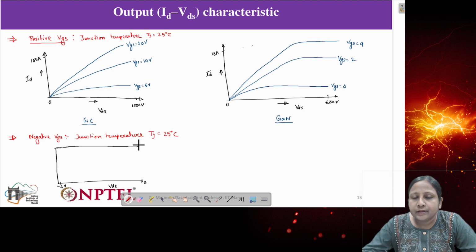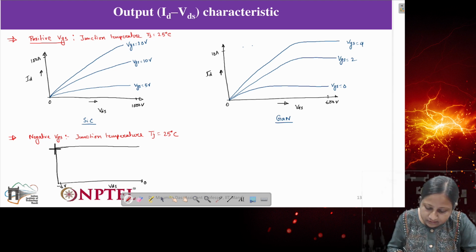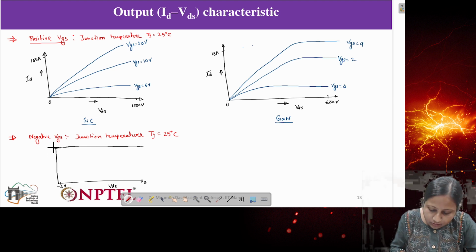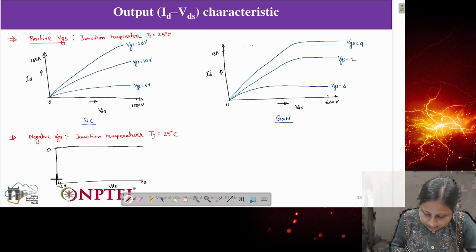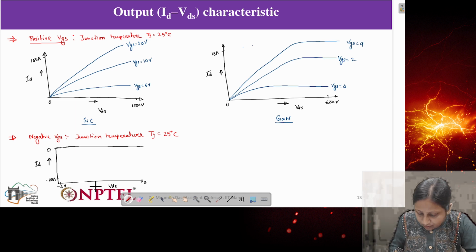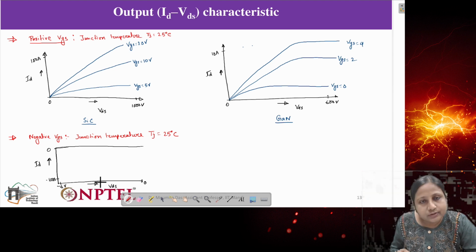And VGS we are varying. If we have to provide a certain voltage, let's say we start from 0 and then go to the negative voltage level. Then the current level will also vary from 0 to, let's say, minus 100 amperes. This is with respect to ID. So ID is going from minus 100 to 0 and VDS from minus 6 to 0 volts.